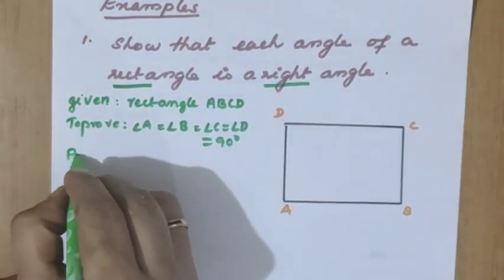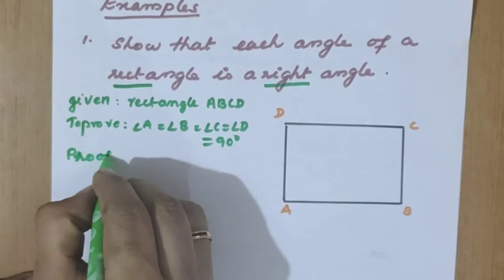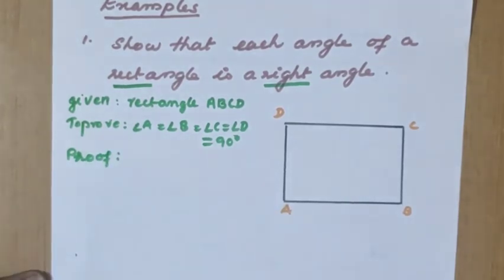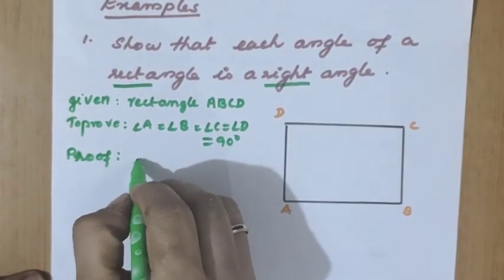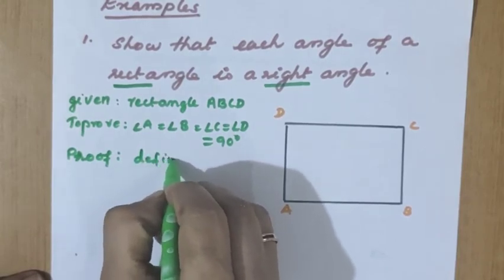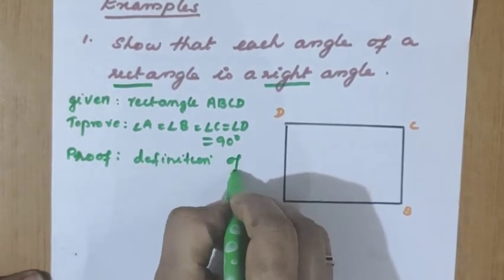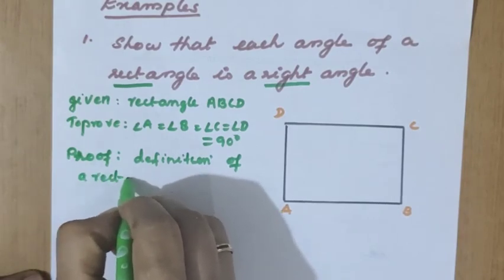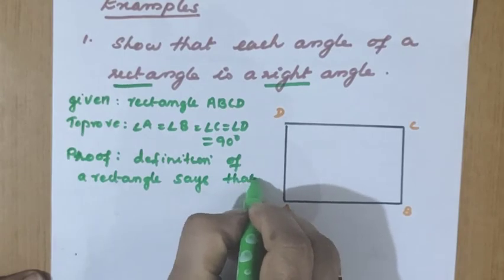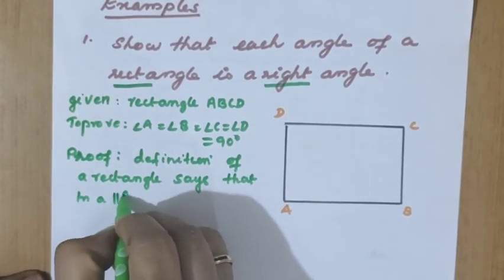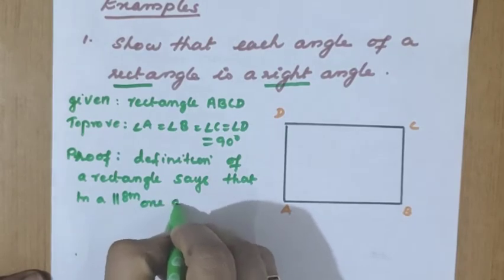Now here one point we have to remember: the definition of the rectangle. While learning the definition of the rectangle, we already told that in a parallelogram one angle is 90 degree. That concept we have to apply here. So the definition of the rectangle says that in a parallelogram one angle is 90 degree.